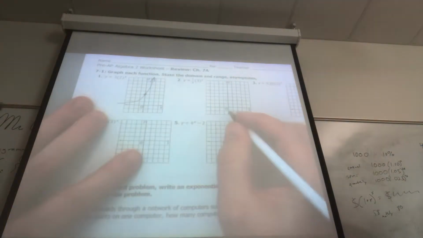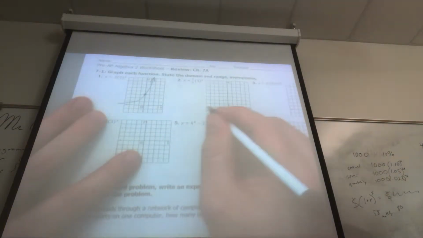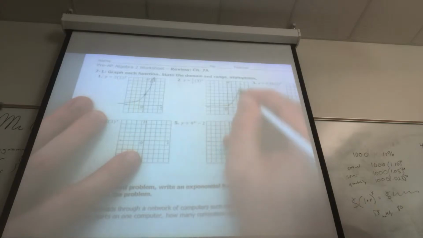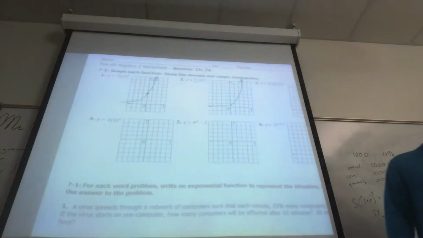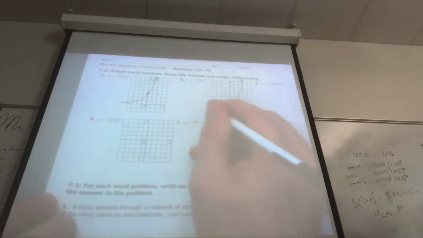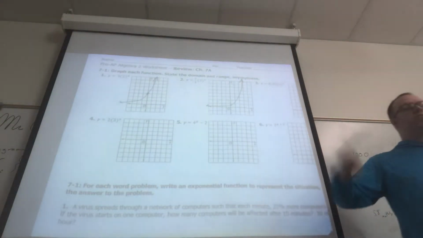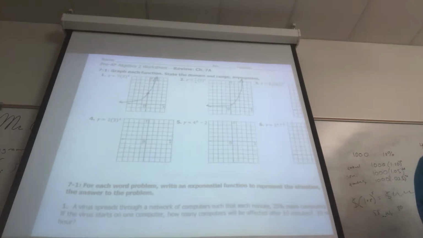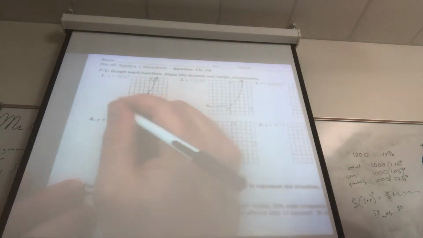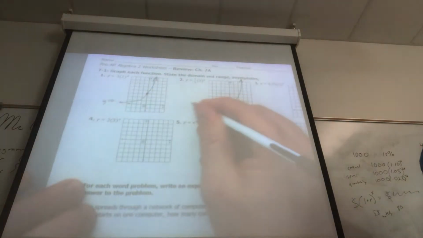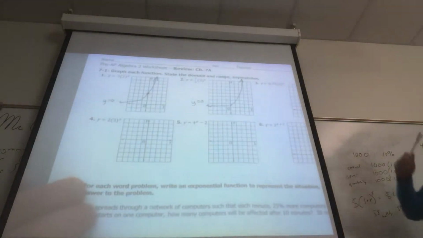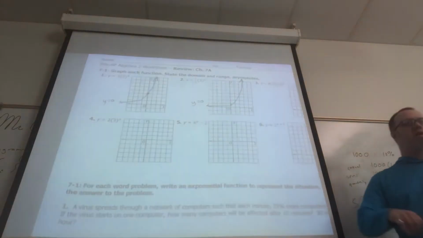1/3 times 3 to the x means at 0 it's going to be at 1/3. Similar kind of thing. It's just going to be a more extreme curve because it's 3 to the x. Keep in mind that as this goes back on both of those, it will never touch 0. In both of those cases, y equals 0 is going to be our asymptote. We can't touch it. We can't get there.